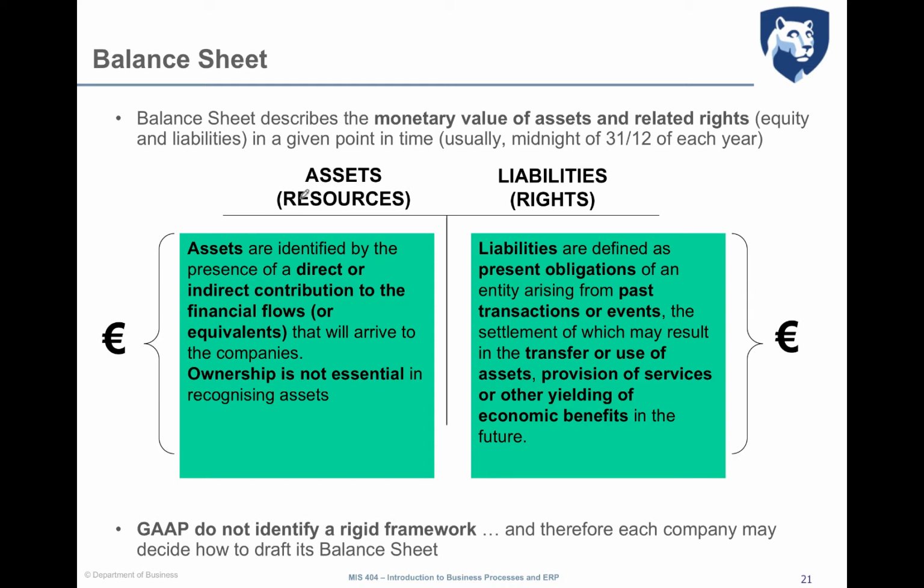There are essentially two sections, the assets and the liabilities. The assets are all the items that include the tangible and intangible resources which directly or indirectly contribute to the financial flows or equivalent that will arrive to the company during that year, while liabilities include all the present obligations that the company has from the past and can result from transfer or use of assets, provision of service, or other yielding of economic benefits in the future. People that can be owed liabilities can be internal, like company shareholders, or external, like company stakeholders, suppliers, banks, and governments.